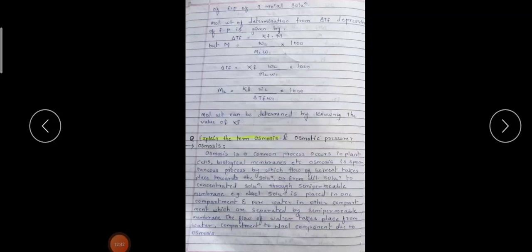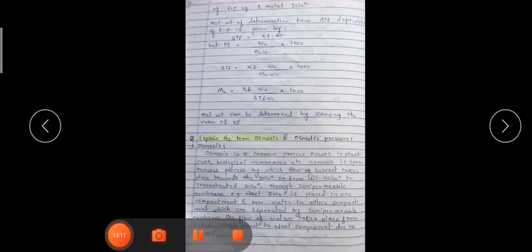You know, molecular weight determination from ΔTf. Again you have to take ΔTf is equal to Kf into m. Then you have to substitute for the molality. Molality is nothing but W2 by M2 W1 into 1000. Then ΔTf is equal to Kf into W2 by M2 W1 into 1000. Then M2 is equal to Kf W2 upon ΔTf into W1 into 1000. The molecular weight can be determined by knowing the value of Kf. You can now calculate this molar mass by using this equation very easily.